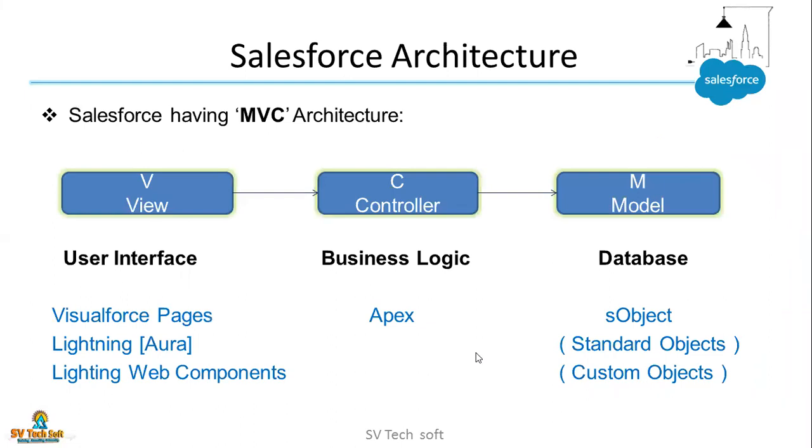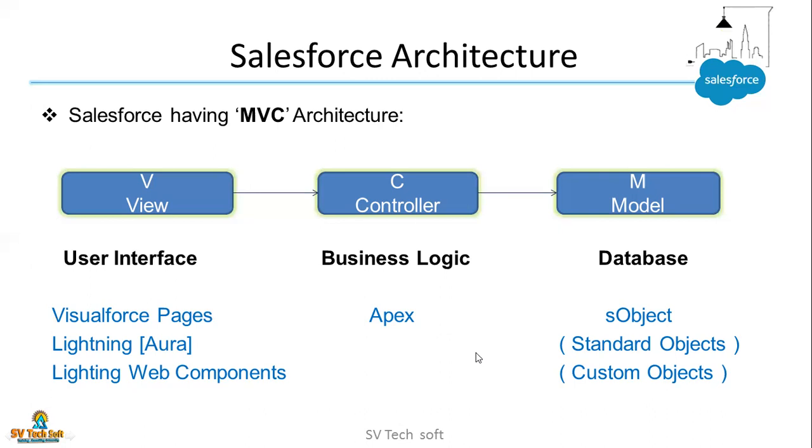Before proceeding with the whole development concept, I will give some overview of the Salesforce architecture. The type of architecture Salesforce has is MVC. What is the meaning of MVC? MVC means Model View Controller. View is nothing but the user interface, C is the controller, and M is the model. View comes under the front end or user interface. Controller comes under the business logic or middleware layer. The model comes under the database or backend.